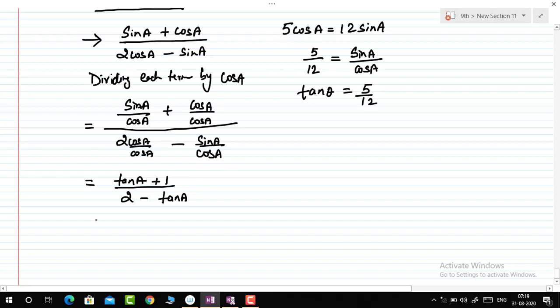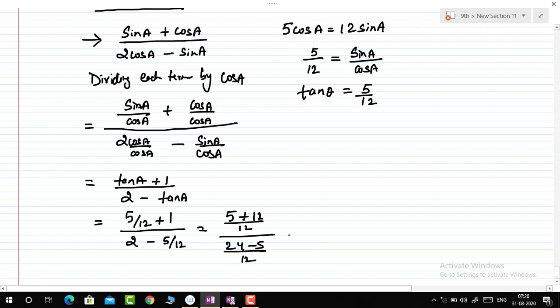Now we need to just put the value. So tan A is 5 upon 12. So 5 upon 12 plus 1 upon 2 minus 5 upon 12. On solving, we will get (5 plus 12) upon 12 upon (24 minus 5) upon 12. So this 12 will be cancelled. So it will be 17 upon 19.